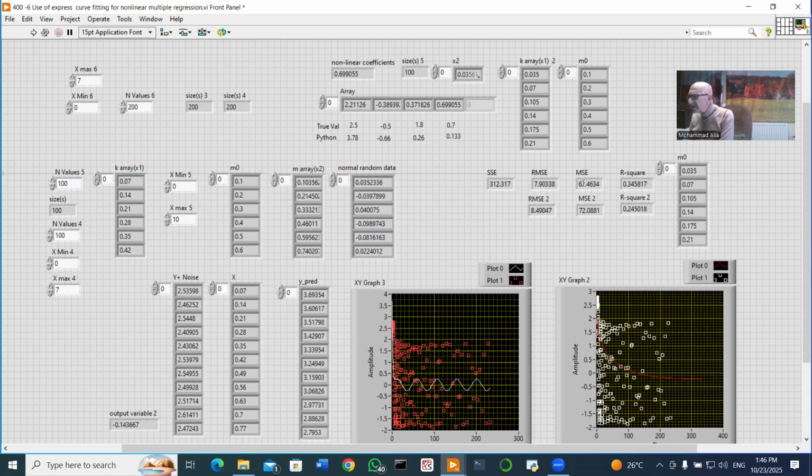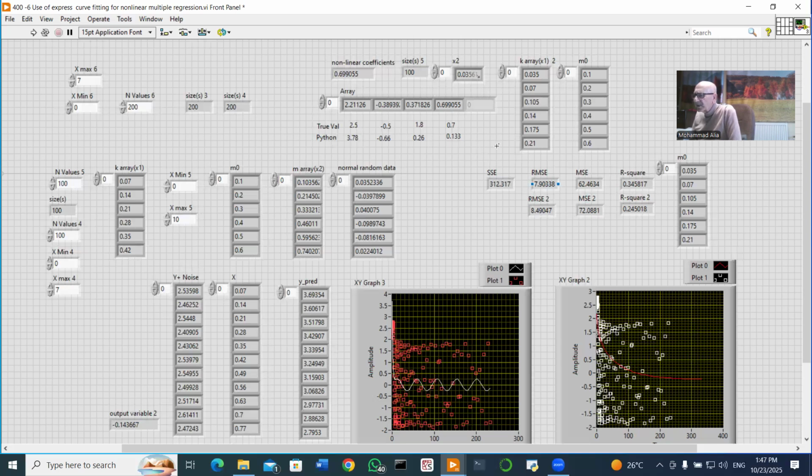And the R value is, as you see, 0.345. Remember, in the previous example, it was about the same value, very near to it, very close to it. And in Python, it was about 0.38. And the R squared value now here is about 0.245, which is not that good, but it is acceptable, and also it is comparable with the value which we have got in Python.